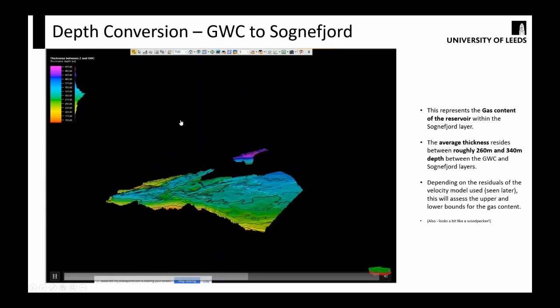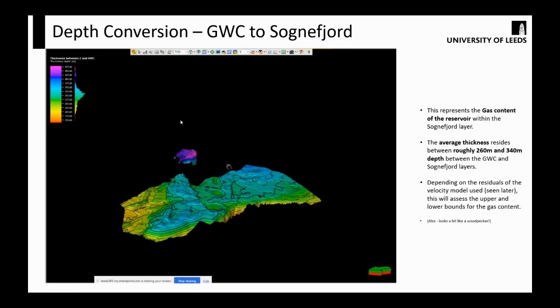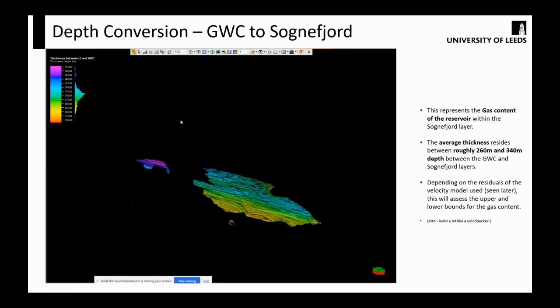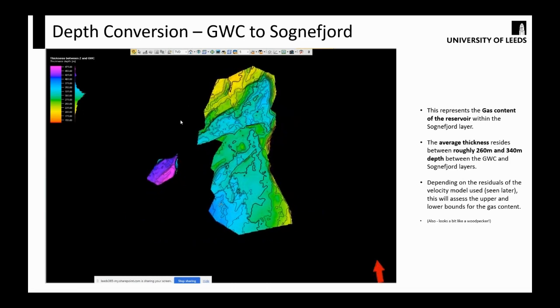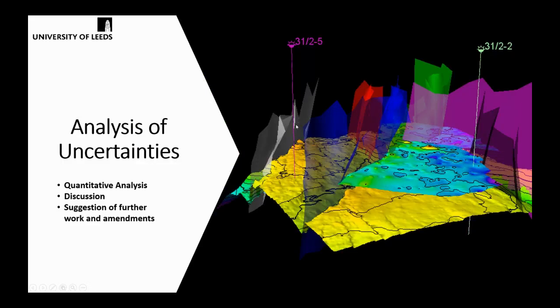And depending on the residuals of the velocity model used, which we'll see later, this will assess the upper and lower bounds for the gas contact. I'd also like to point out that it looks a little bit like a bird trying to eat a seed, or like a woodpecker, which I quite liked. And finally, we're going to move on to the analysis of the uncertainties we found.